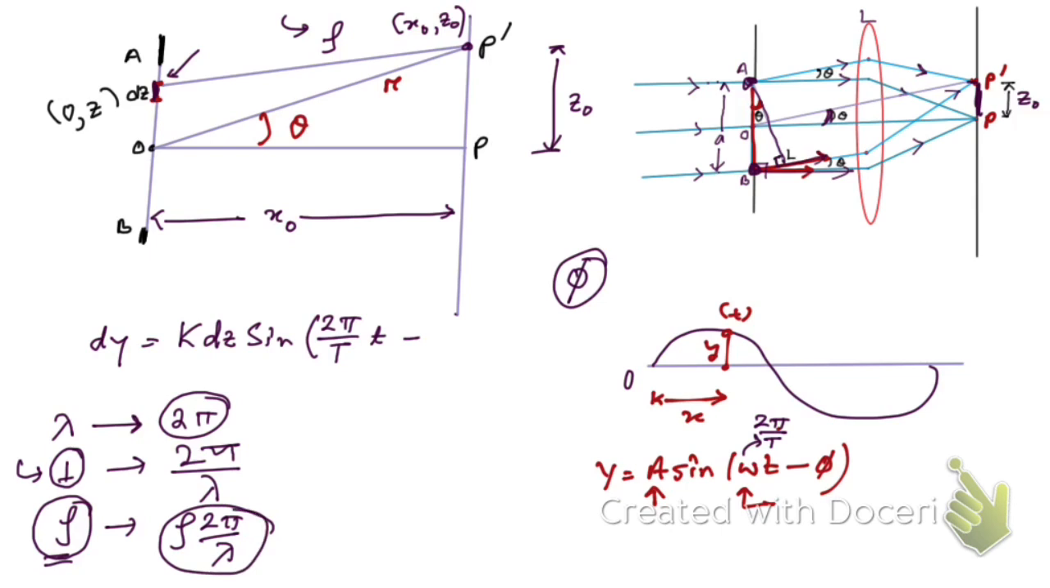So here, instead of writing phi, we can write 2 pi rho by lambda. So that's why this equation becomes 2 pi rho by lambda. That's what we can write.